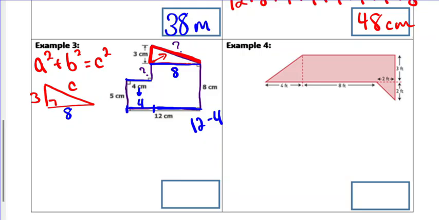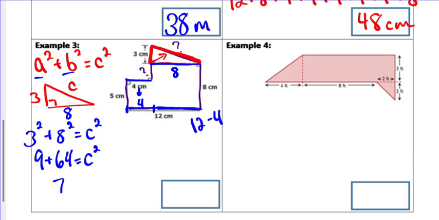Now I can use the Pythagorean theorem. I have two sides of the triangle. I have the a and the b, and I have that one missing side, c, that I want to find. So I'm going to do 3 squared plus 8 squared. That equals c squared. So that's 9 plus 64 equals c squared. So that's 73, which equals c squared. And then we do the square root of 73 to find out that that slanted side is 8.54. So that is this missing side at the top.